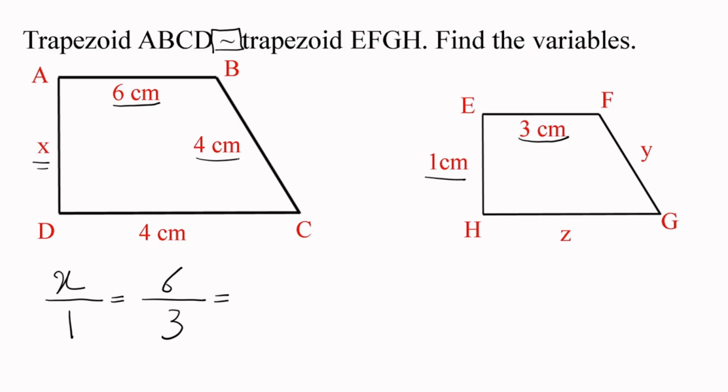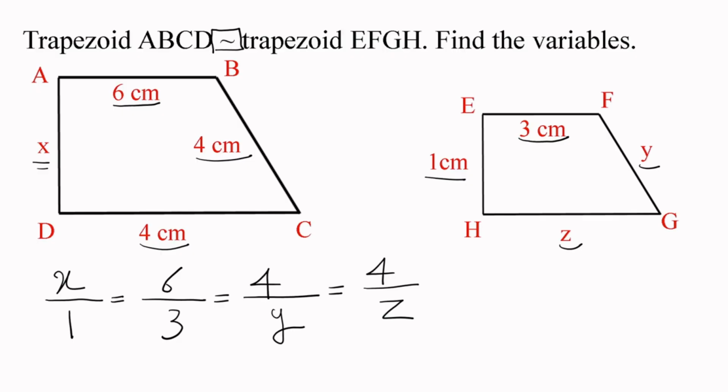Here, larger trapezoid, I have 4. I must write it in the numerator. And this one is y. I'm going to write it here. And of course, here I have 4 centimeter again. And this one is z.